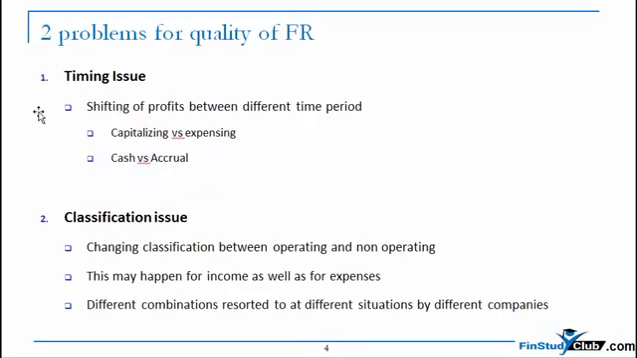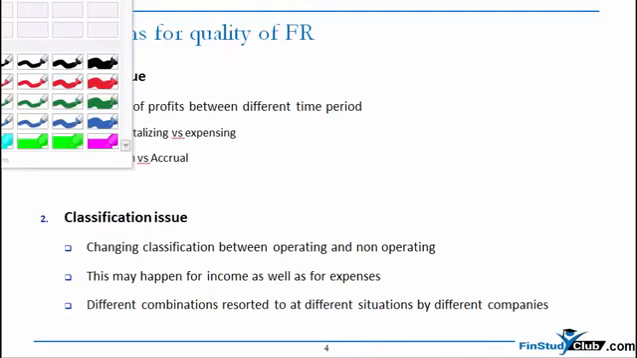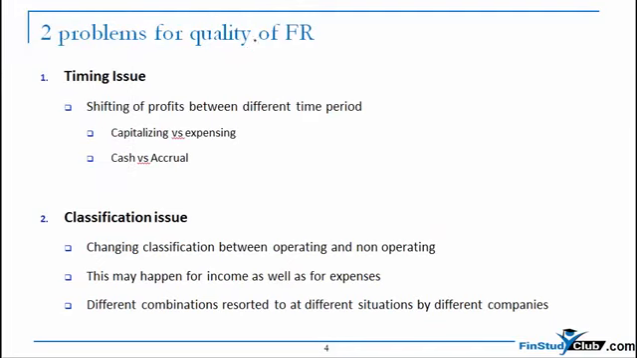So moving to the next point, which is considering the two broad problems of quality of financial reporting. The first, and a very easily understood, is the timing issue. The second one is also pretty simple to understand, is the classification issue. The first, the timing issue, is basically the shifting of an income or an expense between time periods. Okay, we are not changing the nature of it. We are considering operating as operating, and non-operating as non-operating, but we are just shifting between the two time periods.